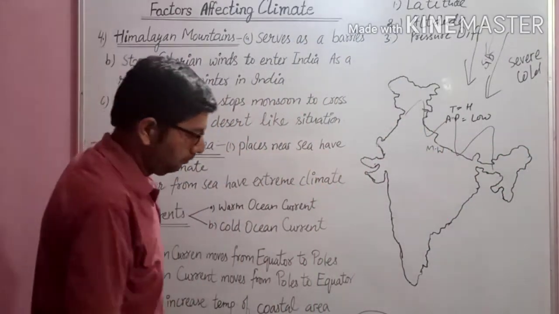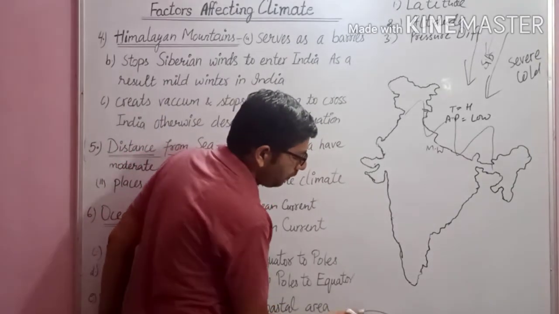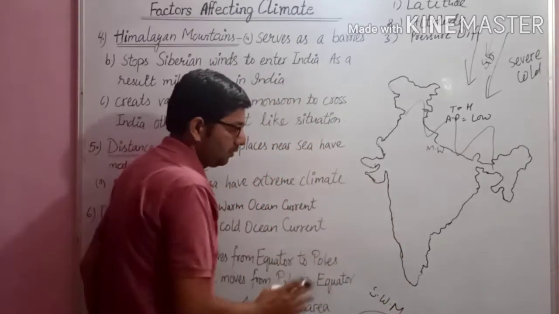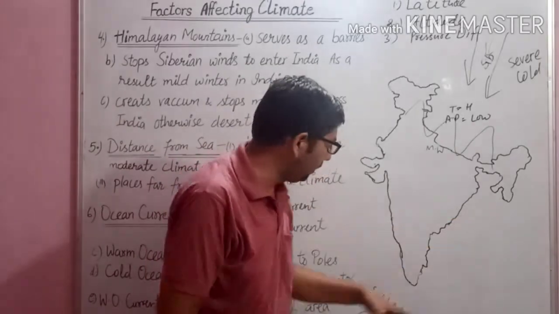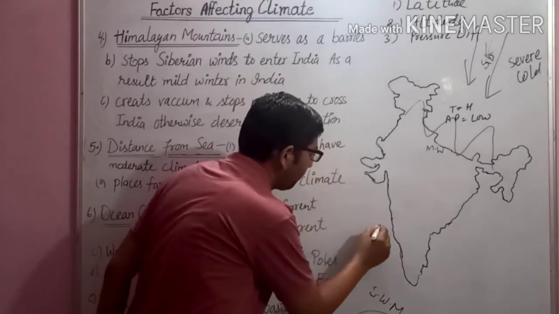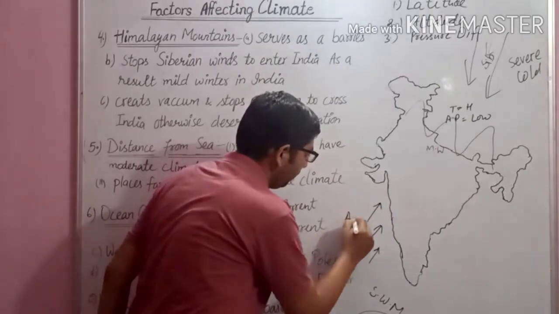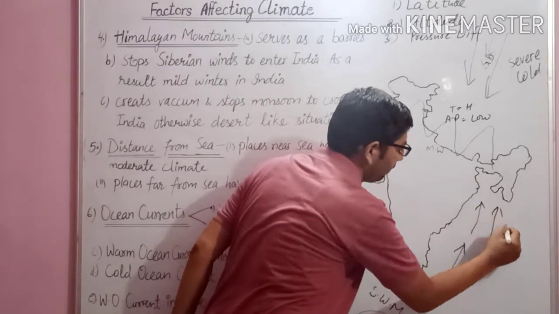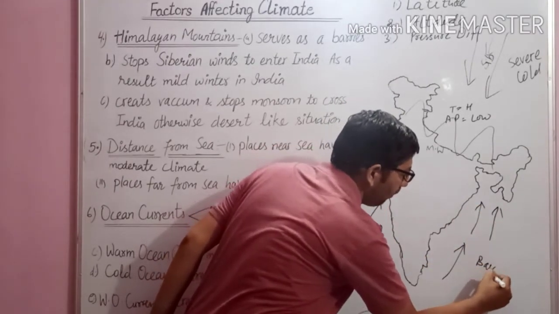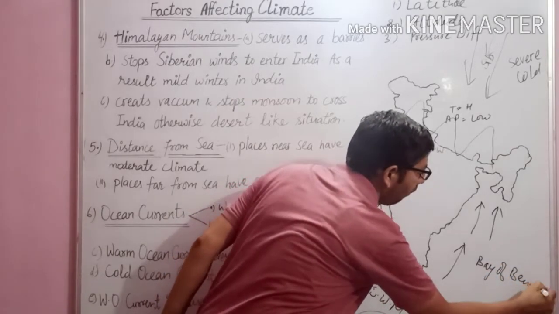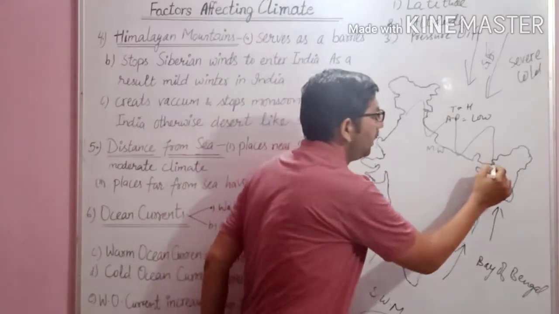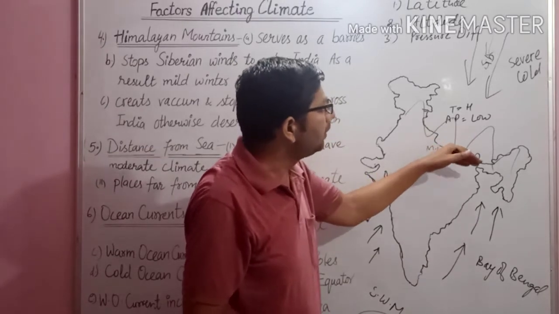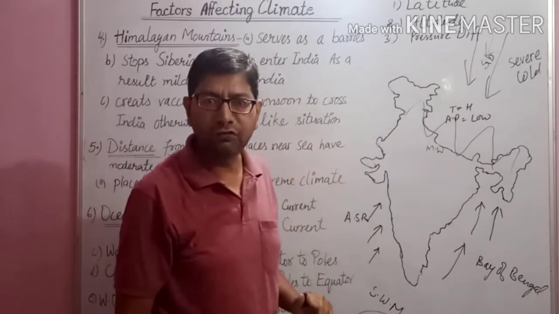The second very important impact of Himalayas is when the southwest monsoon enters India through 2 branches. One is the Arabian Sea branch, and the second one is the branch which is known as the Bay of Bengal branch. What the Himalayas do is stop these monsoon winds from crossing India and reaching the central part of Asia.